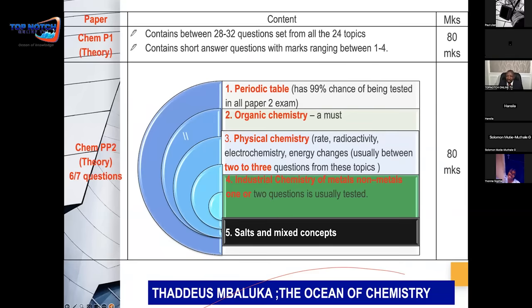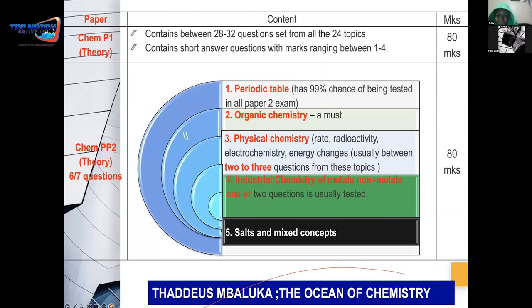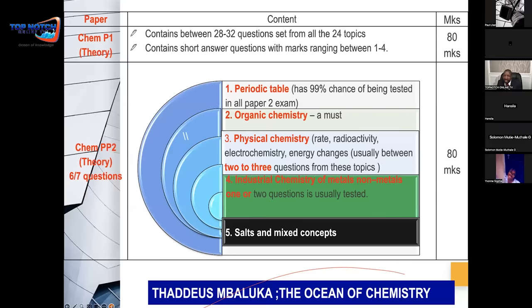Although nowadays they dissolved the trends across period three and just put it in as part of chemical families, as part of structure and bonding. But of course, that's a different concept altogether. So the question on periodic table will have periodicity. It will be one question of about 12 marks, but we'll have a concept on atomic structure and periodic table, a concept on chemical families, a concept on structure and bonding, a concept on the trends, and also maybe the chemical properties of those elements.